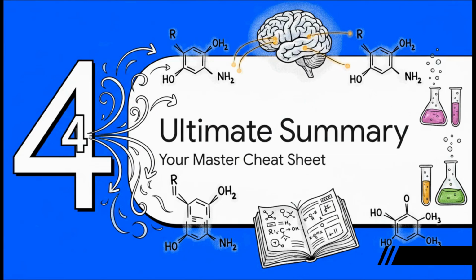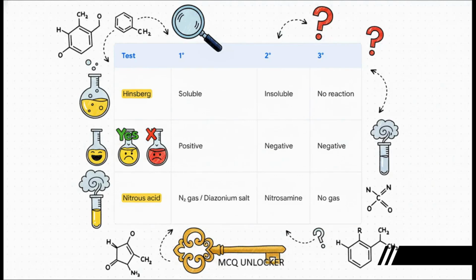Whew, okay, that was a lot, right? We've gone through all 3 tests. So now, let's put it all together into the ultimate summary, your master cheat sheet for that last-minute revision. This is where it all clicks. This is the money slide. Screenshot this, write it down, burn it into your brain. This one table is your key.